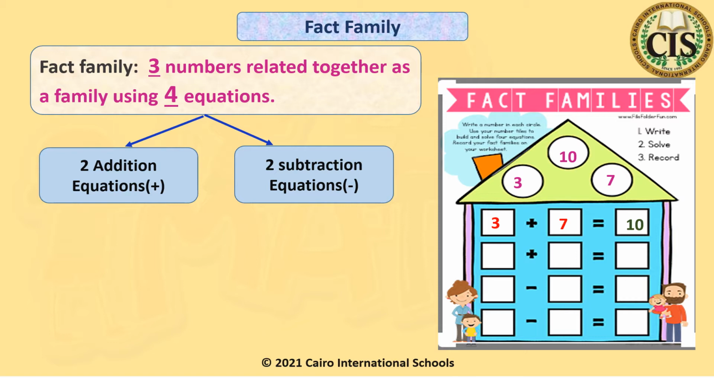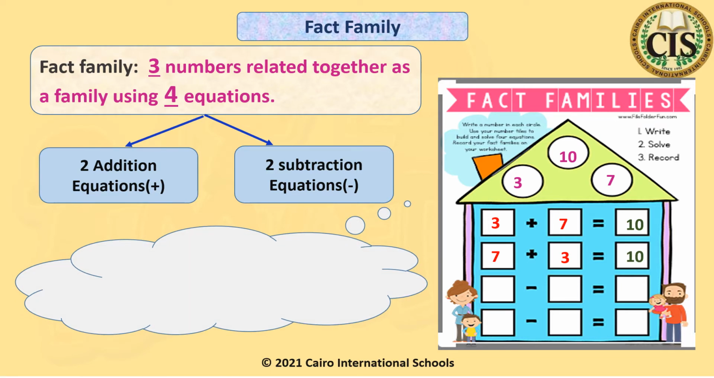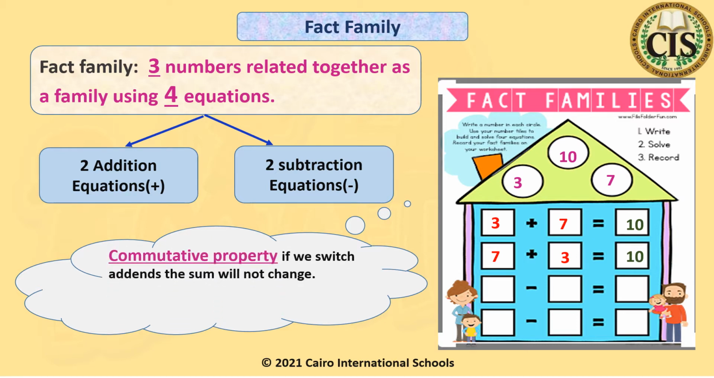Now, the next addition equation can be 7 plus 3. 7 plus 3 equals what? It equals 10 also. Can you remember the name of this property? We studied before that if we switch the addends, the sum will not change. Yeah, it's the commutative property of addition. We will find that 3 plus 7 equals 10 and 7 plus 3 equals 10 also.